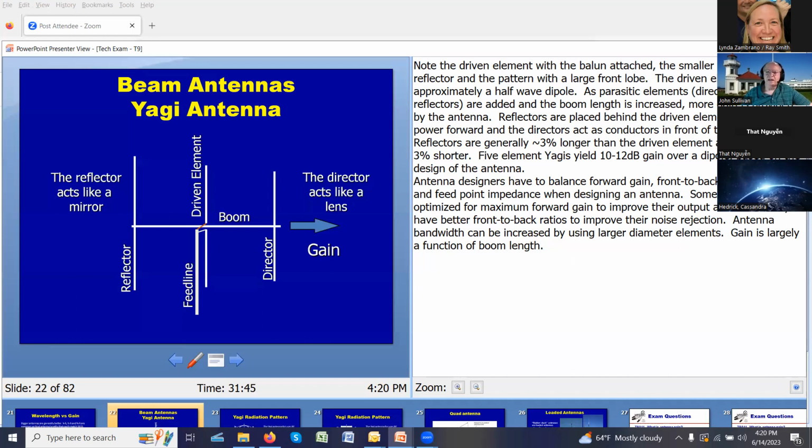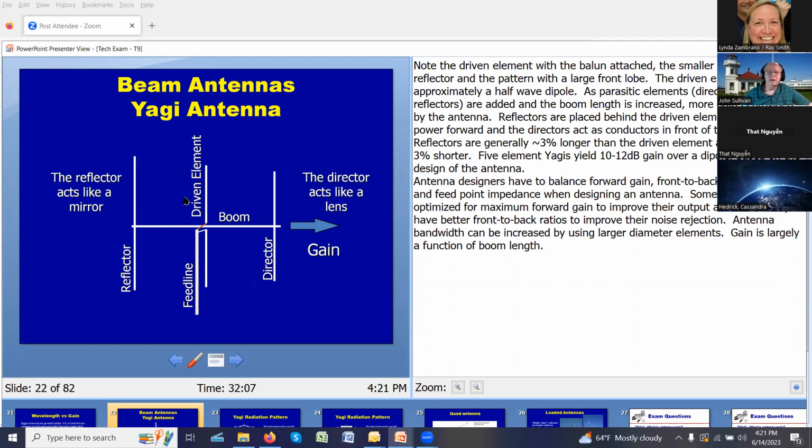So antenna designers have to balance the forward gain, the front to back ratio, the bandwidth, feed point, all these different factors when they're designing an antenna. Some will be optimized for maximizing the forward gain. Others may want to have a more omnidirectional pattern. Depends on what the purpose of the antenna is.